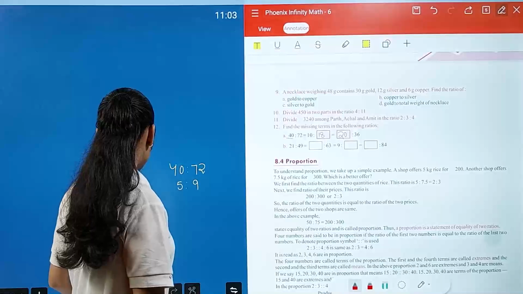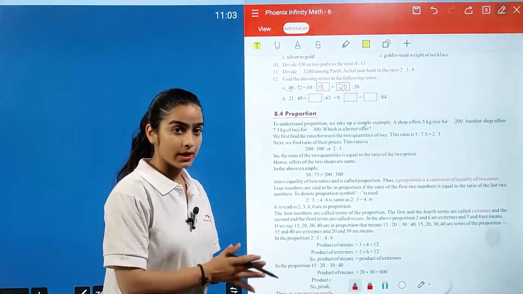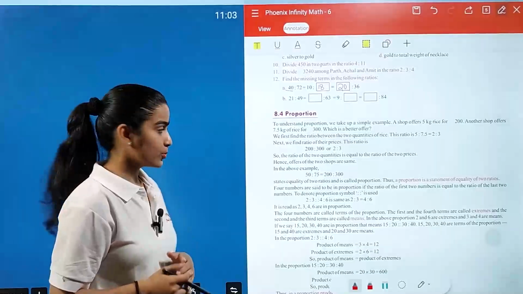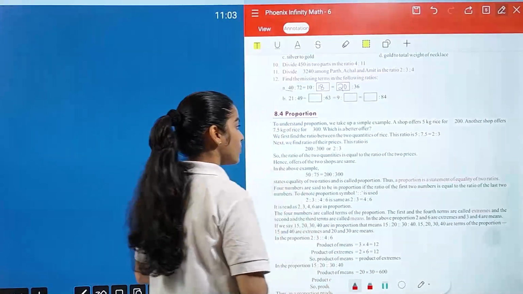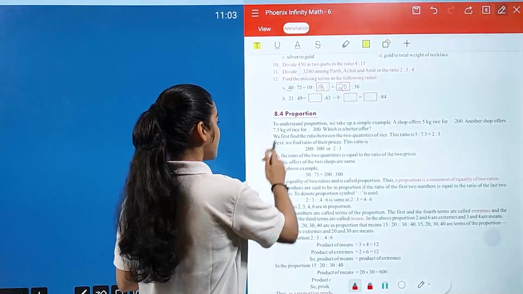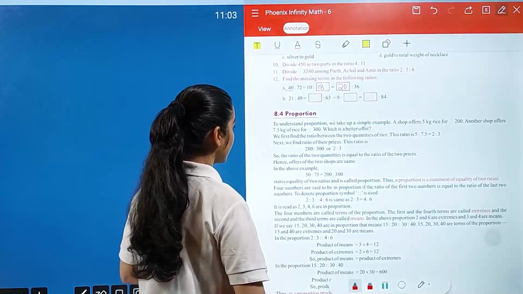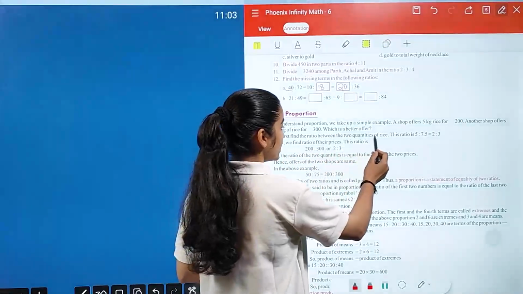Now we have to deal with proportion. When we equate two ratios together, it is called proportion. To understand proportion, we take up a simple example. A shop offers 5 kg rice for 200. Another shop offers 7.5 kg of rice for 300. Which is the better offer? So we first find the ratio between the two quantities of rice.